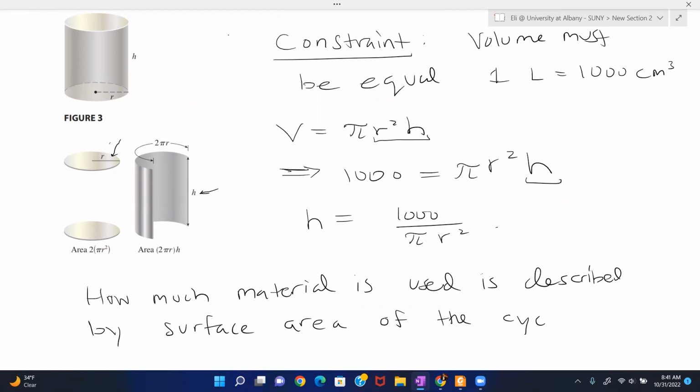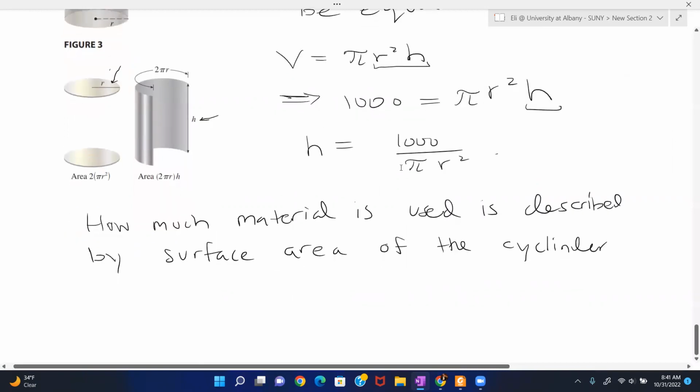Let me see if I'm spelling this right. I did not sleep at all last night, so I'm experiencing a lot of brain fog right now.